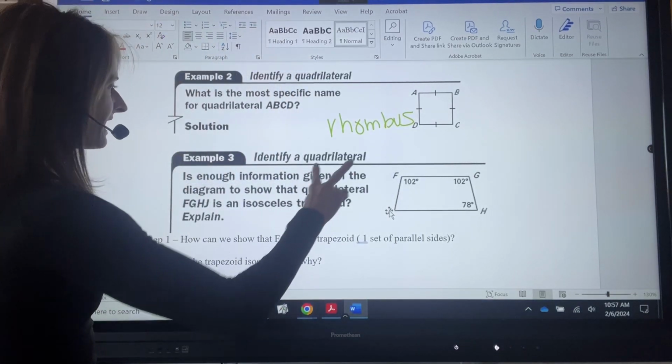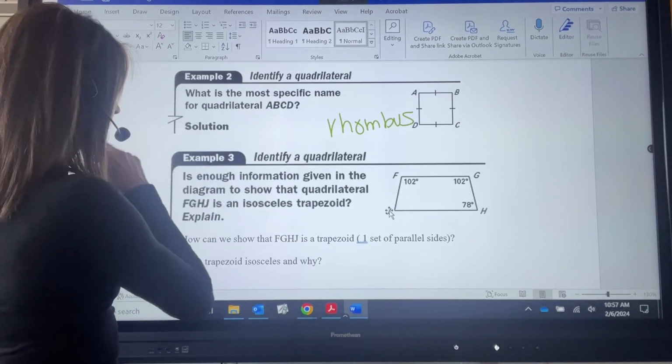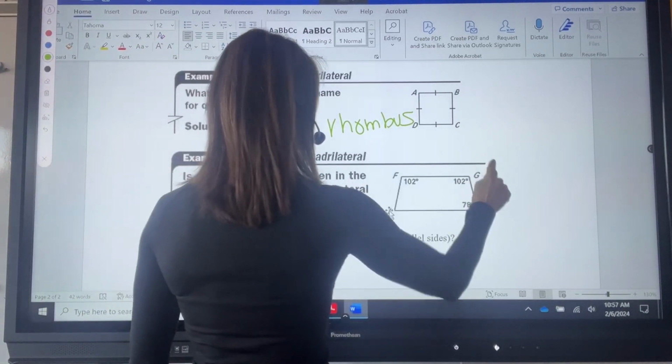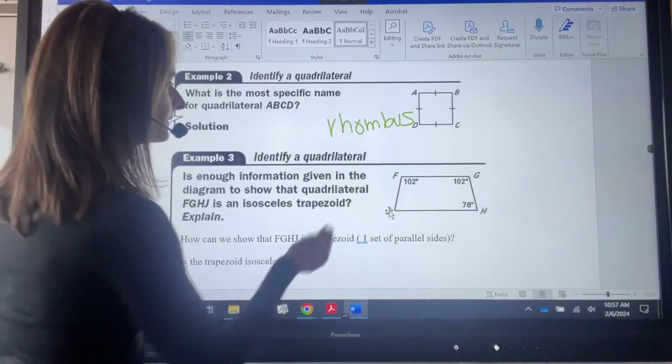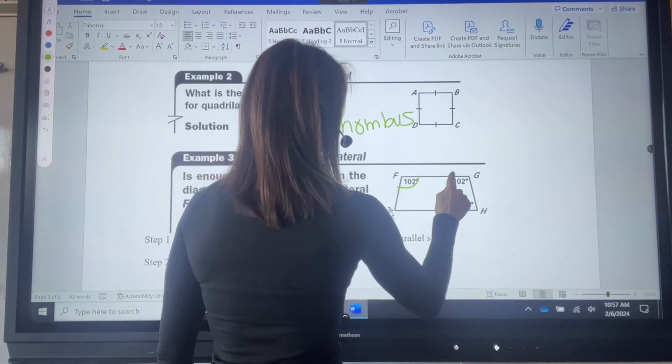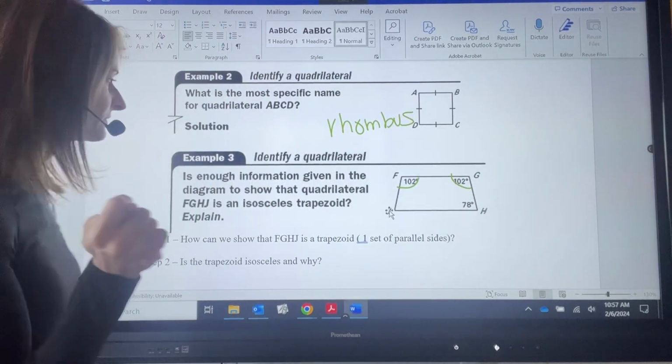And the last one we have: is there enough information given in the diagram to show the quadrilateral FGHJ is an isosceles trapezoid? All right, well, let's take a look. We do have base angles that are congruent. We know the sum of all those interior angles in any quadrilateral has to add up to 360.